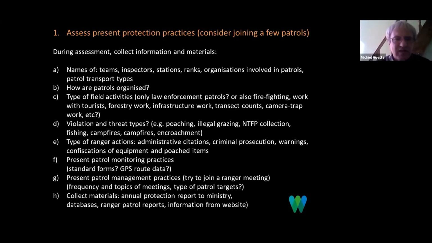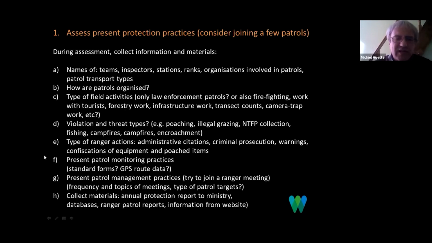Obviously, you need to understand all the violation and threat types that the patrols address at the site. And of course, the actions that rangers take in various situations. For instance, if they issue warnings or only citations, what kind of equipment is being confiscated, etc.